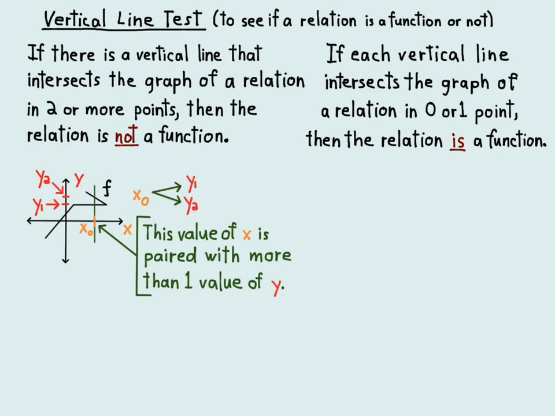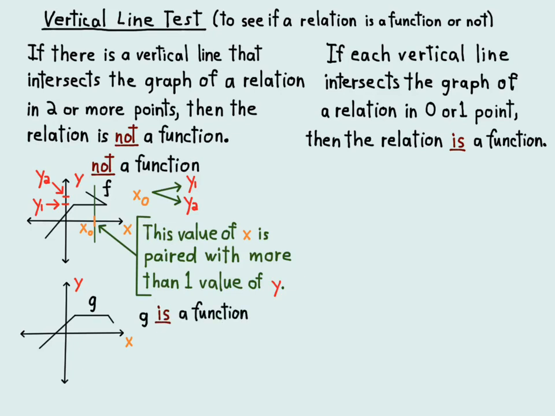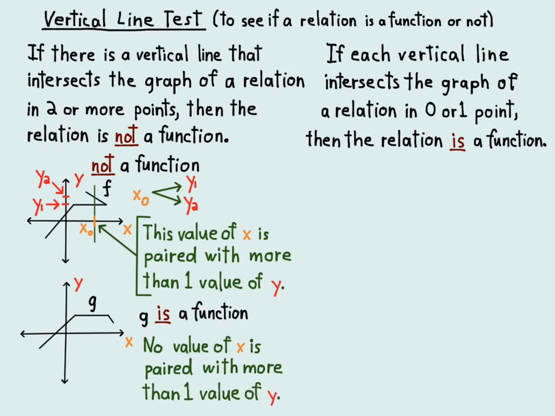It's because x naught is split into two different numbers by this relation, y1 and y2. So that one's not a function. This one is a function. No value of x is paired with more than one value of y. That's directly from the definition. Vertical line test, you just check every vertical line. I just drew a few to represent that you're checking all of them. And if none of them intersect the graph twice, it's a function.